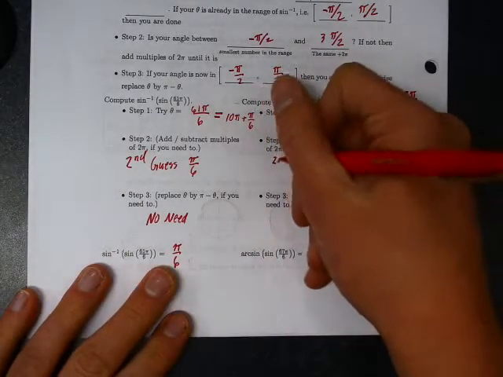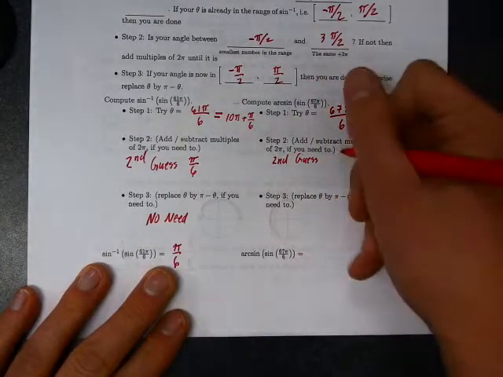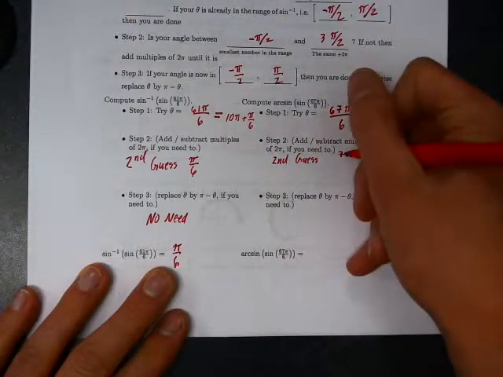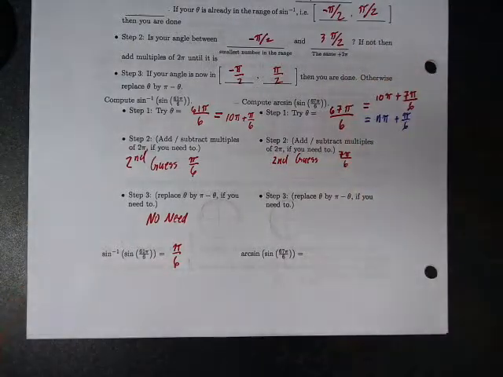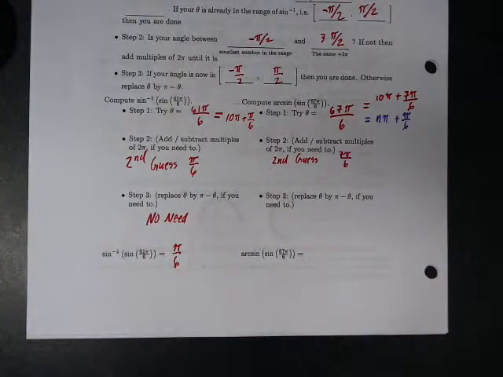So here's our second guess. 7 pi over 6. And let's just make sure that we actually satisfy what we need to in this step 2. Is that number between negative pi over 2 and 3 pi over 2? Let's see, 7 pi over 6. That's just like a little bit bigger than pi.